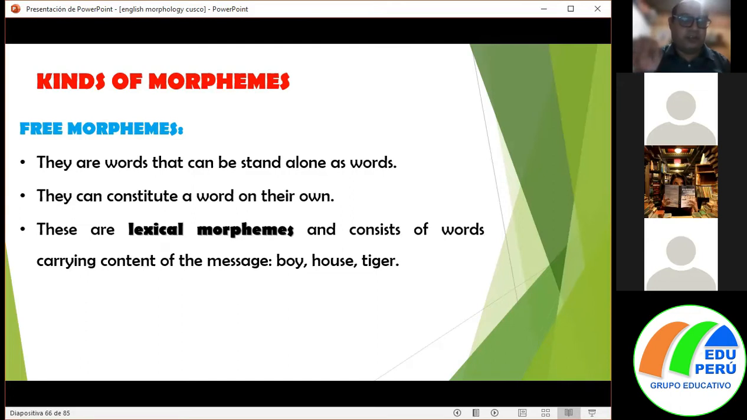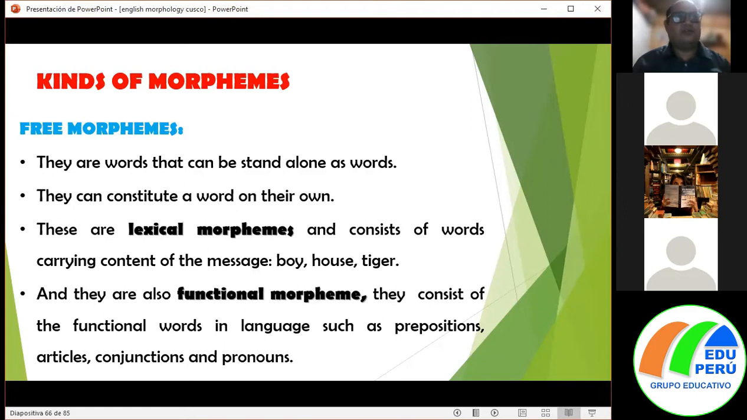So remember, free morphemes could be lexical morphemes, and they are also functional morphemes. They consist of the functional words in a language, such as prepositions, articles, conjunctions, and pronouns. So a free morpheme could be lexical or functional, or grammatical. Remember that functional is similar to grammatical.